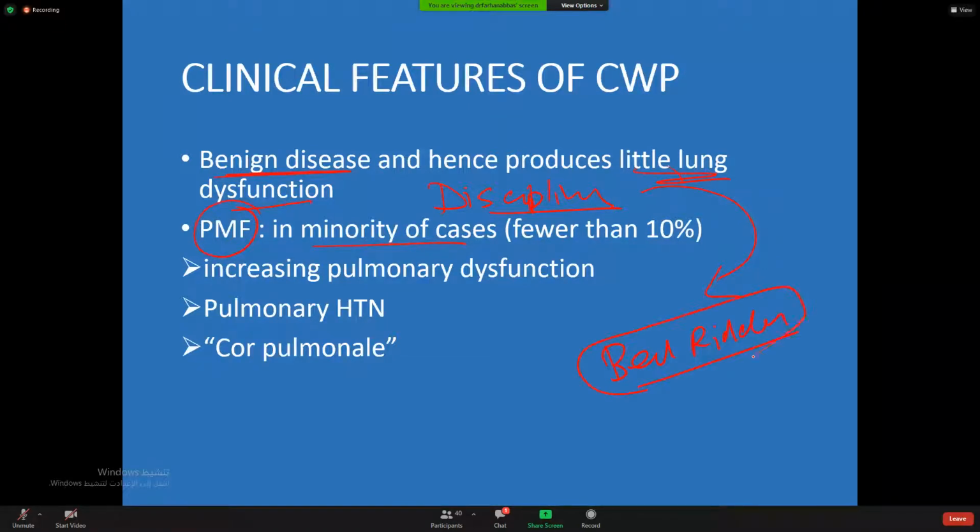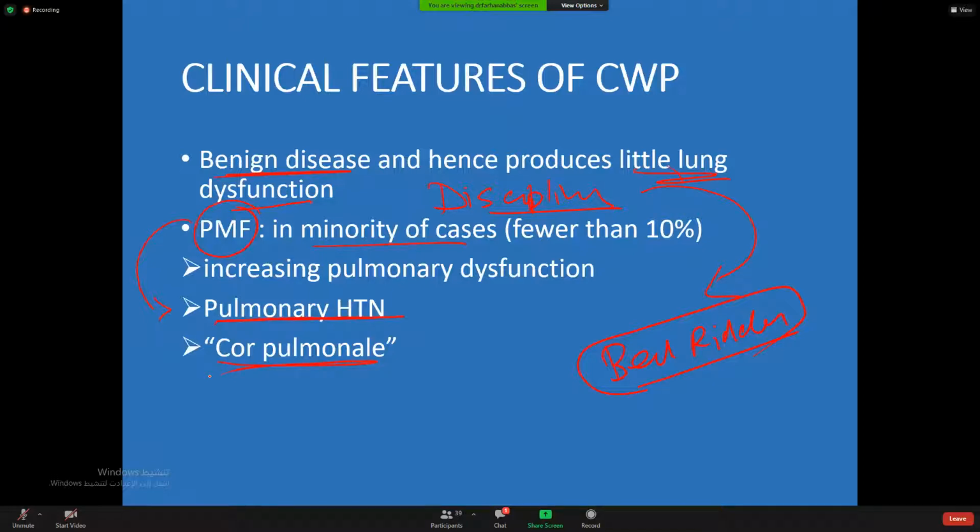He has to restrict himself to the bed because of the excessive dyspnea and cough and everything. And it can cause pulmonary hypertension as well as cor pulmonale, which is the right-sided heart failure as well.